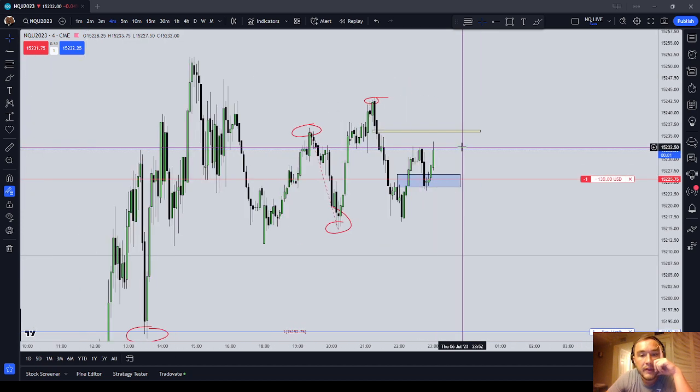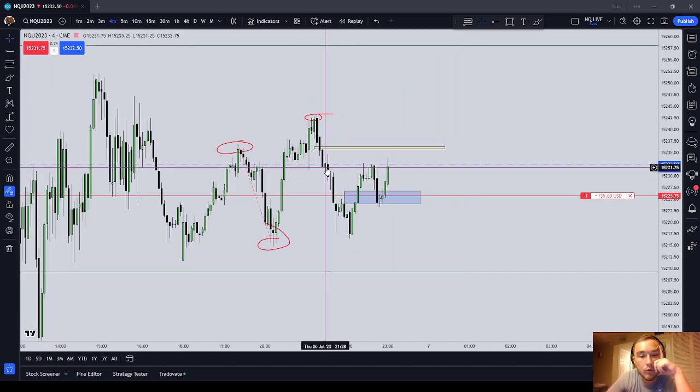So, next model that we're looking at, guys, is ICT order block. That's going to be right here, just sitting above price, and ICT inverted wick. So price could react here off this wick or off this order block.